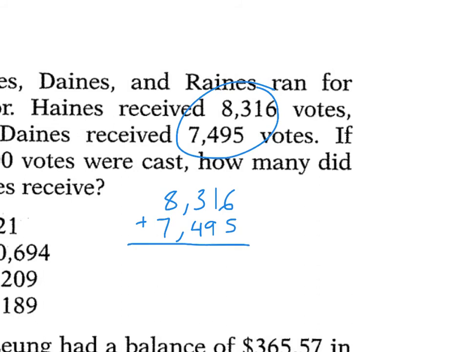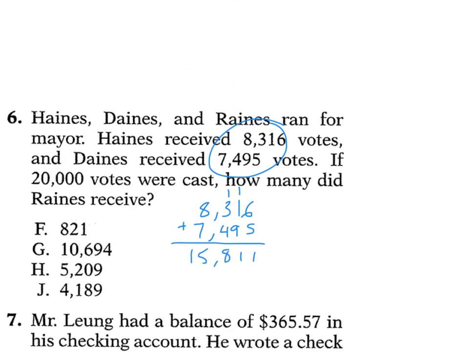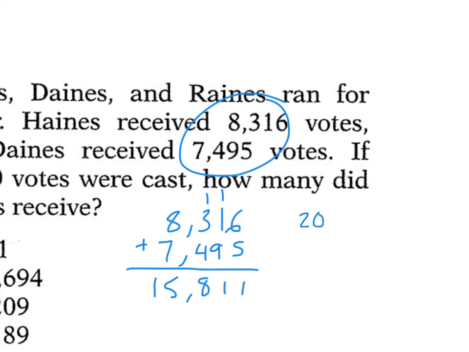So 6 plus 5 is 11. 1 plus 9 plus 1 is 11. 3 plus 4 plus 1 is 8, and 8 plus 7 is 15. So 15,811 is what we need to subtract from 20,000. So we have 20,000 minus 15,811.